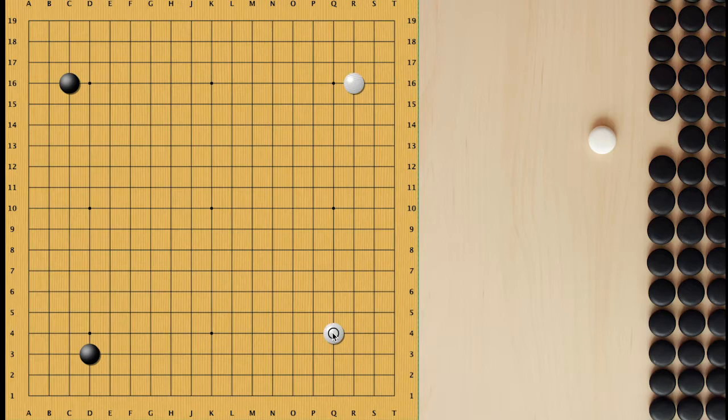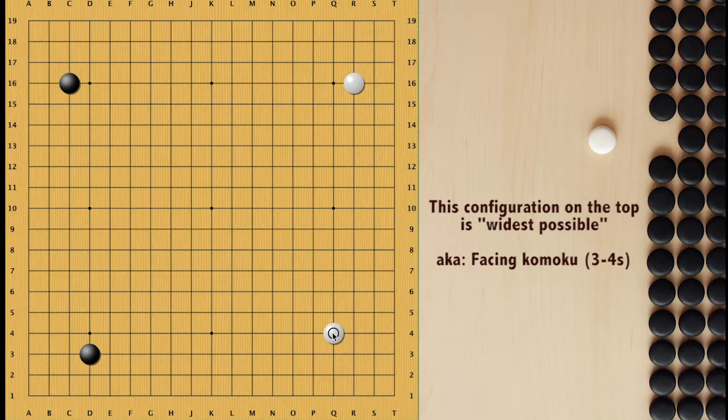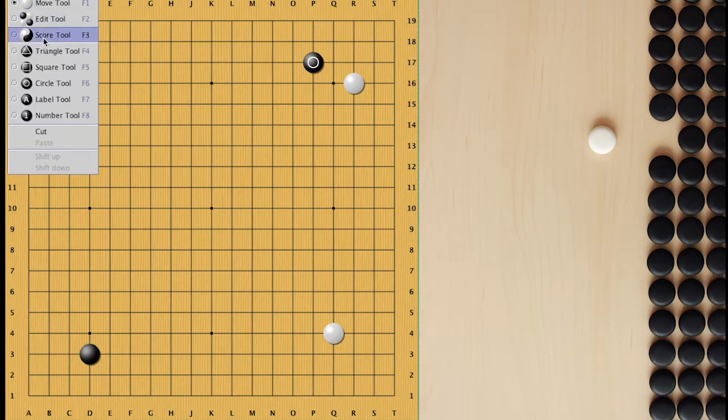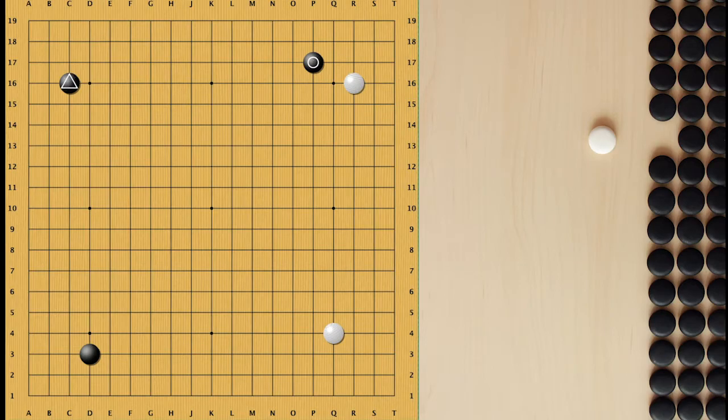Now, in this position, we have 13 lines on the top side, 12 lines on the left side, and 11 lines on the bottom and on the right. So the top side is the widest. Also, black's topside stone is open on the top, and white's topside stone is open on the top. So both are considered open to each other. The approach for black is supported by his own stone.